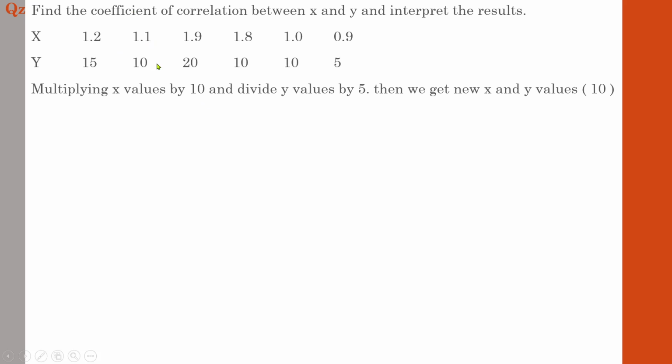Then it will be almost similar to the values of y here, but for the time being we are dividing the values of y by 5. Even if you do that step or not, you will get the answer correctly. The thing is that you must remove the decimals. So in this case, we are multiplying the value of x with 10 and we are dividing the value of y by 5. Then we get new x and y values.